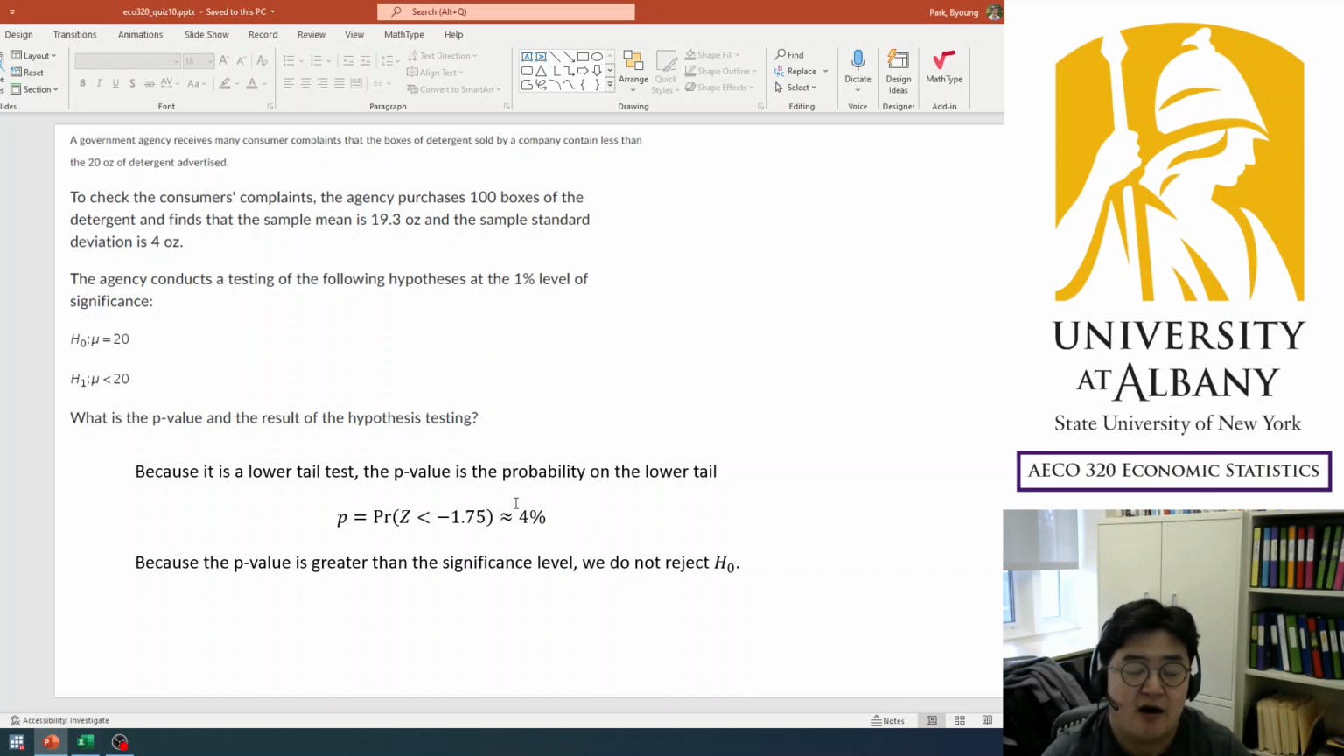Right? And now you need to make the decision. This p-value is greater than your significance level, so you do not reject the null hypothesis. Okay, that is the rule. So if the significance level was greater than the p-value, you have to reject the null hypothesis, right? The p-value is too small. However, in this case, p-value is greater, so we do not reject the null hypothesis.